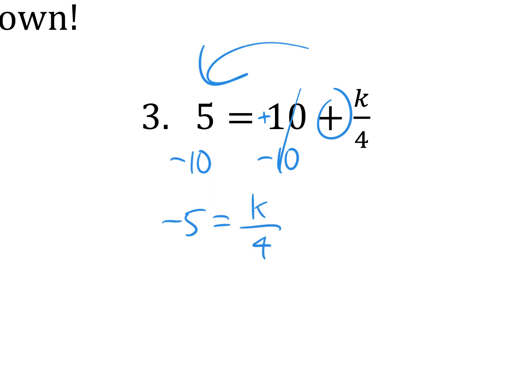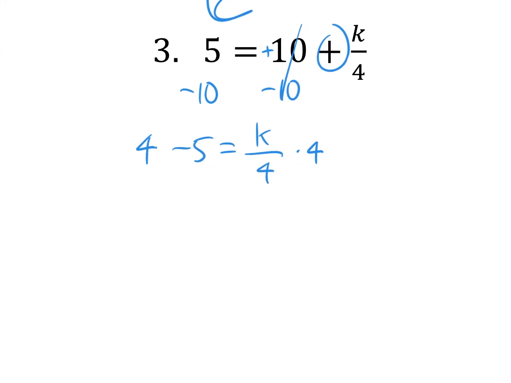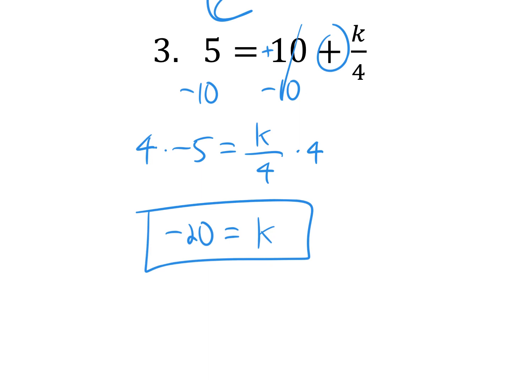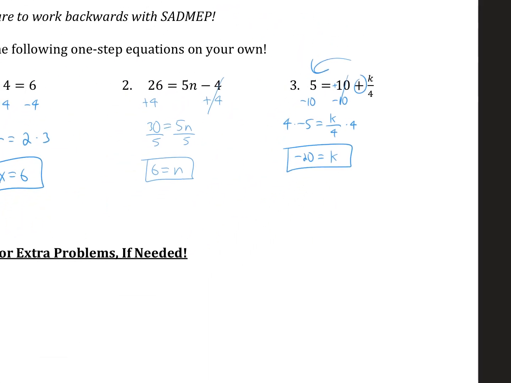All right. And then how do we undo dividing by 4? We're going to multiply by 4 on both sides. So we get, what's 4 times negative 5 going to be? It's negative 20 equals k.